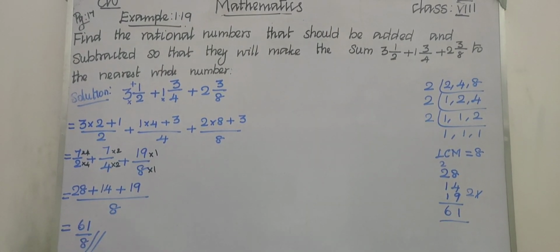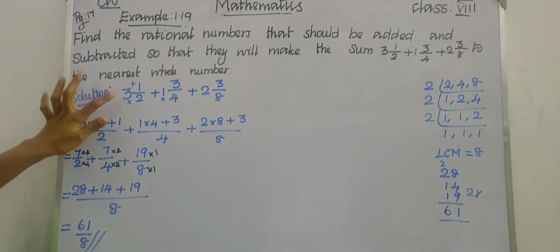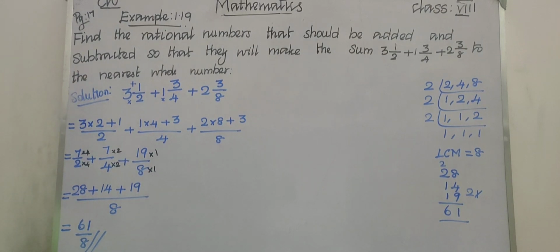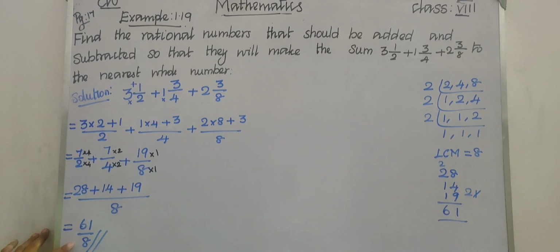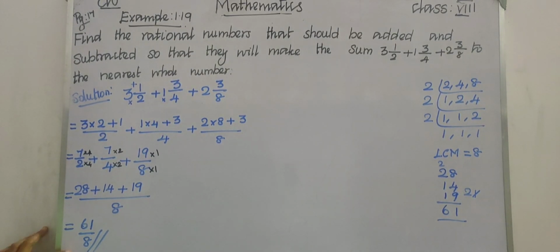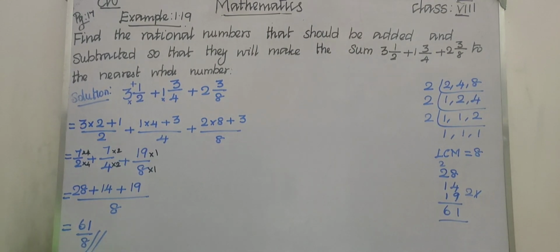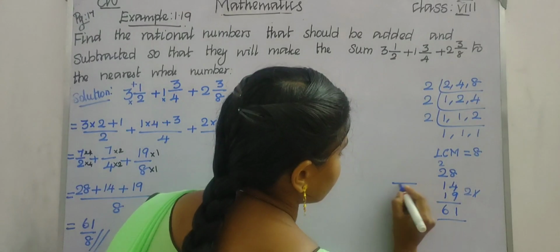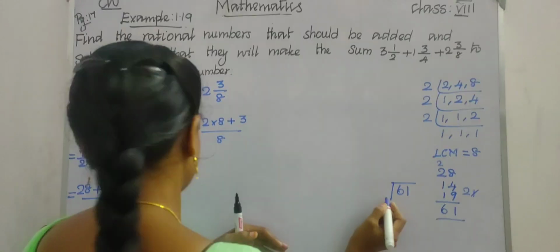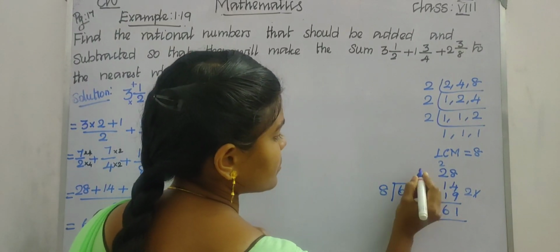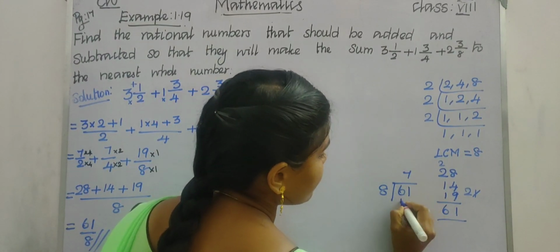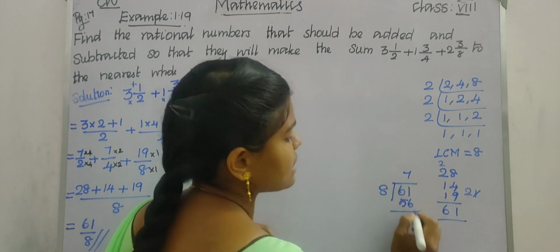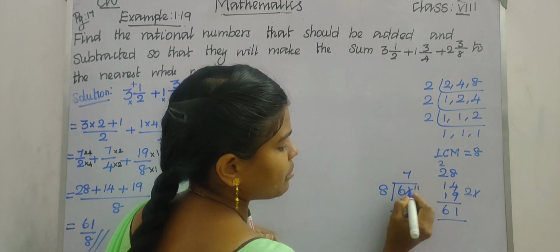Very easy, right? But our question is in mixed fraction. Is it children? So our question is in mixed fraction. Now we got the answer in improper fraction, so that we can divide and get the answer in mixed fraction. Okay children, so let us divide. 61 divided by 8. 7 8s are 56. Okay, 7 8s are 56. So 1 minus 6. So we can borrow, okay, and we will get 11 and 5.